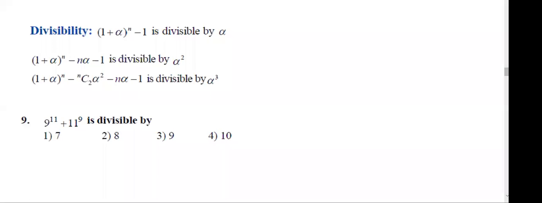Divisibility rule: (1 + alpha)^n - 1 is divisible by alpha. How do we know that? First write the expansion of (1 + alpha)^n. What do we get? C0 + C1 alpha + C2 alpha squared and so on, up to Cn alpha^n. C0 means 1, plus.